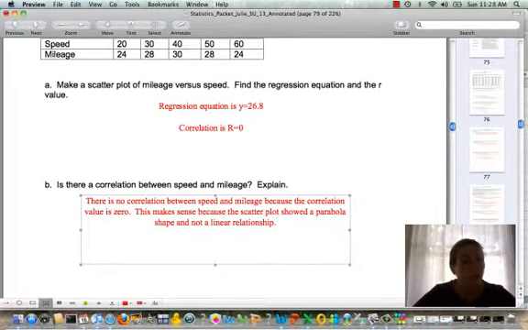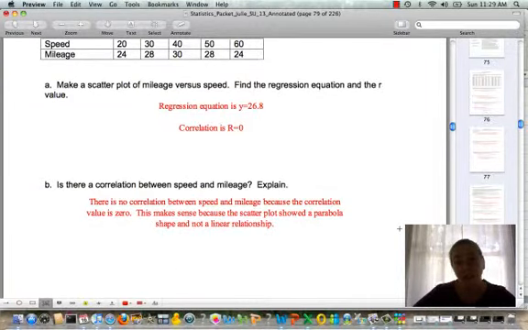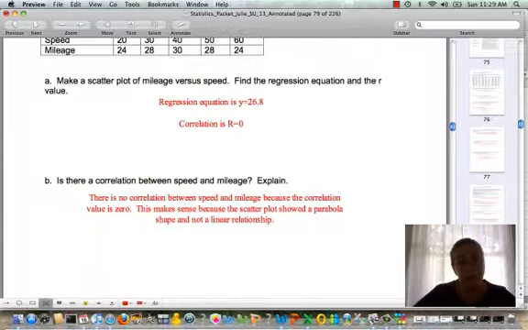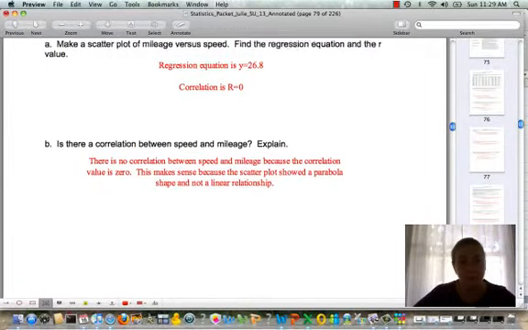If we thought this was really parabolic data, we could go ahead and do a quadratic regression, and we could probably get an equation that's a pretty good fit. So in a case where the data isn't linear like this, you're going to get a correlation of 0, and that tells us there's no linear relationship.